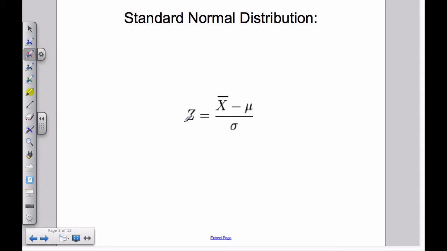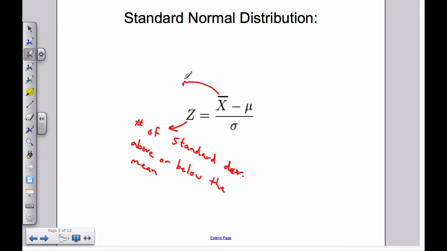Z is, this is the equation, z equals x bar minus mu over sigma, where z is our number of standard deviations that we are above or below, depending on if it's positive or negative, the mean. So z is the number of standard deviations. That's going to be key to remember.